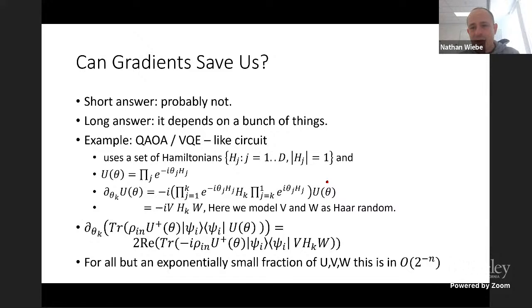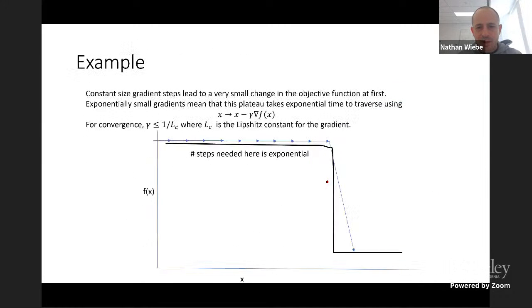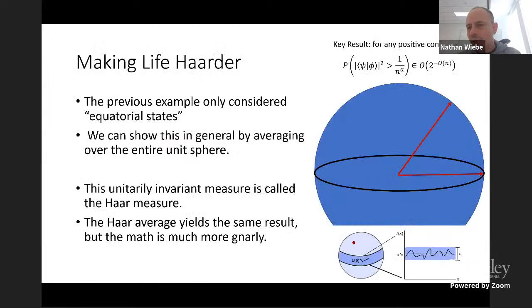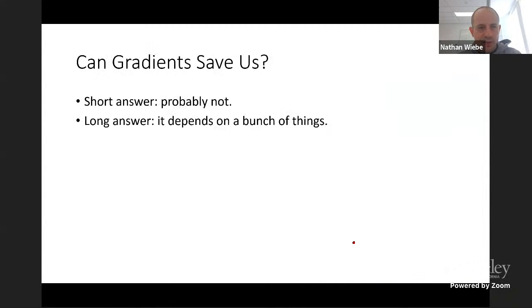So this means that gradients typically, if this Haar random model is appropriate, which it often is, then gradient descent will not be enough to get us away from this Barren Plateau situation I was talking about previously, where we have extremely small gradients before we hit a regime where we can finally start making progress in our objective function. So this is a major, major problem conceptually, right? How do we deal with these problems of having tiny gradients?